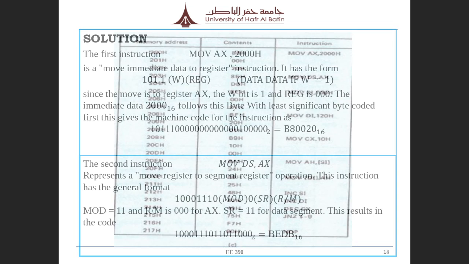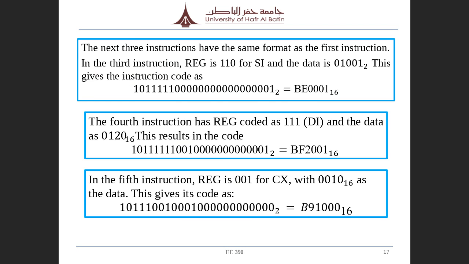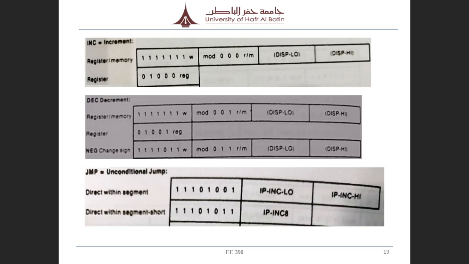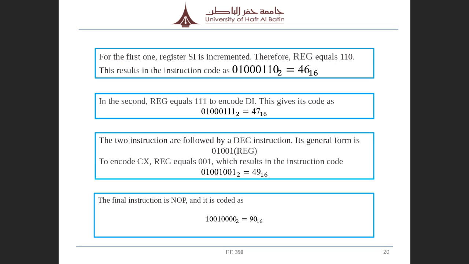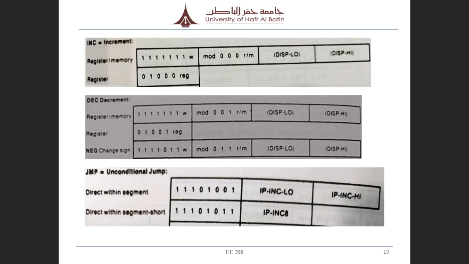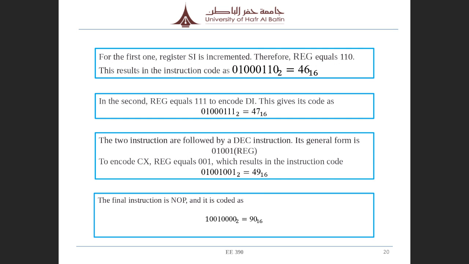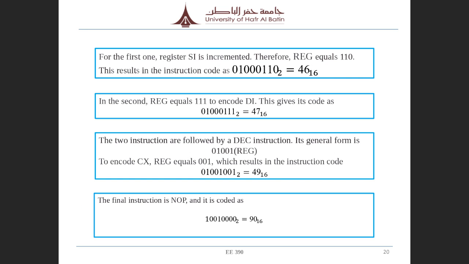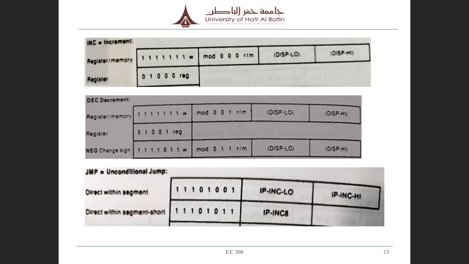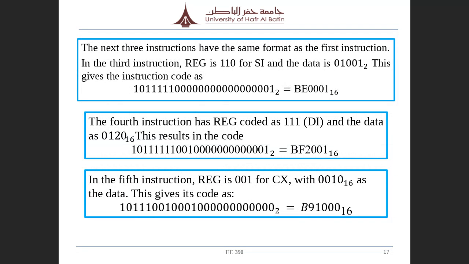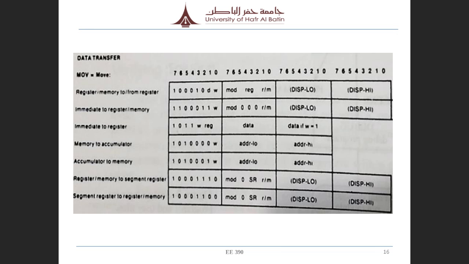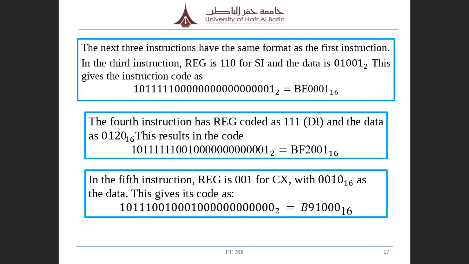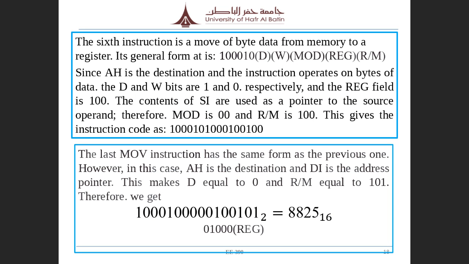So now have a look. What is the format for this jump instruction? Okay, so this is the unconditional jump. What is the conditional jump? Oh, the format is not given here. I think by mistake.